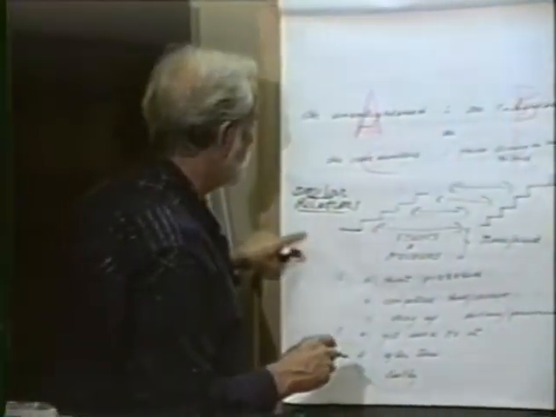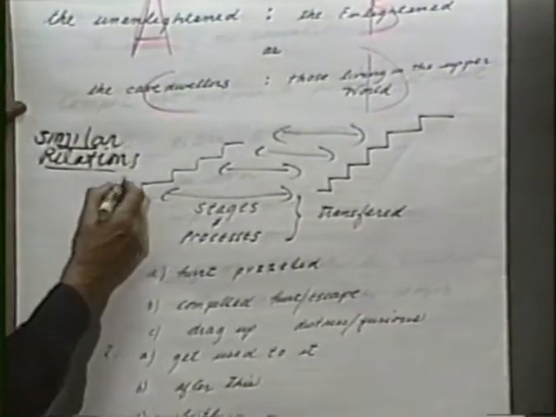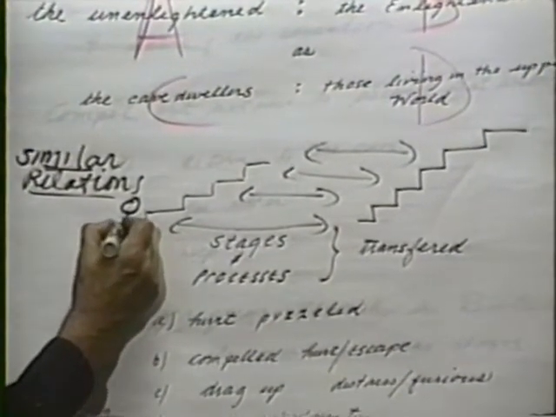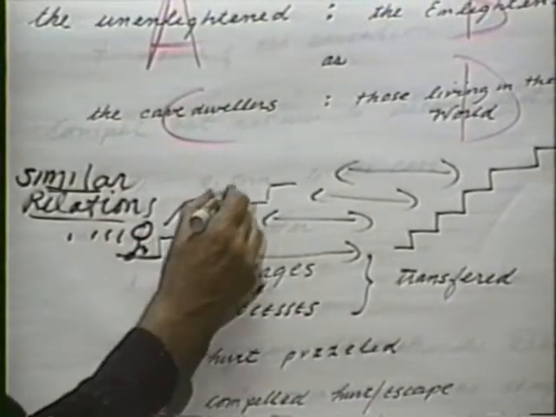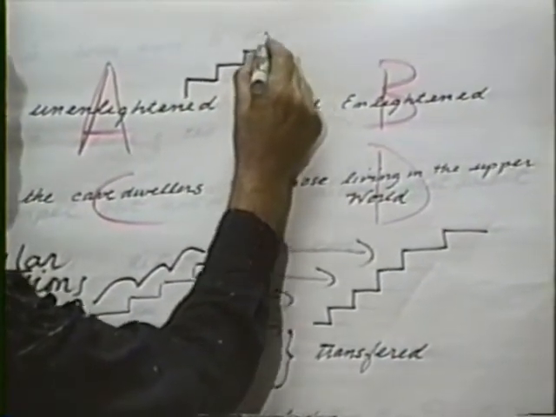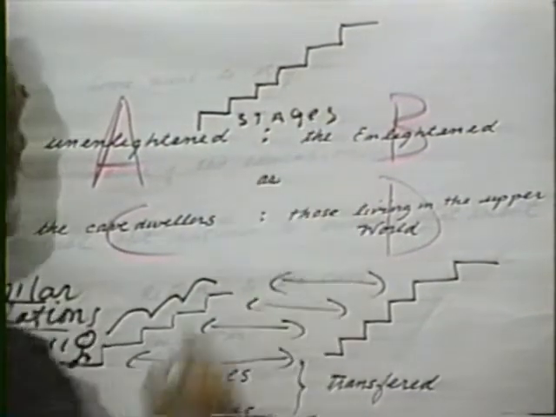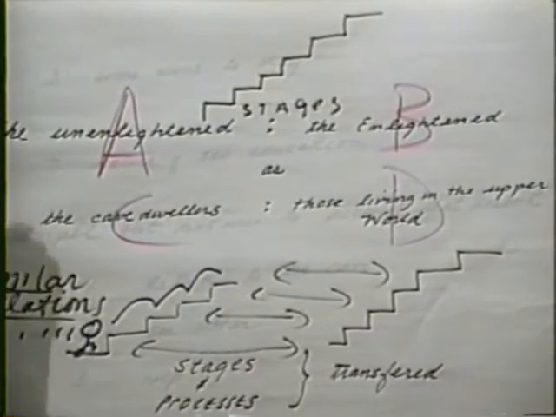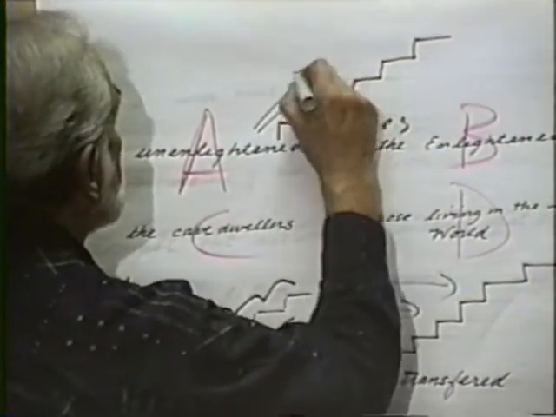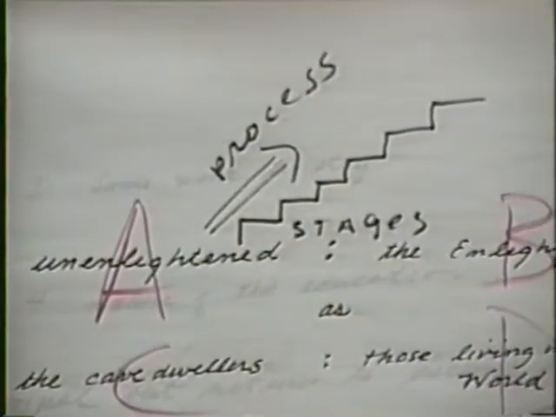What are the stages, the processes, and how do we represent them? How do we find them? Well, whatever steps it is necessary for the seeker to go through as he proceeds through the unenlightened to the enlightened, whatever are the stages, these are the stages, whatever those stages are, presupposes there's going to be some process that brings them through each of those stages.